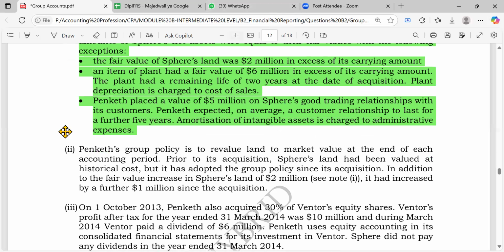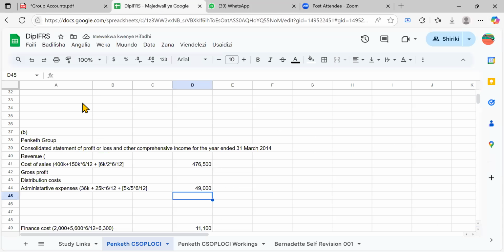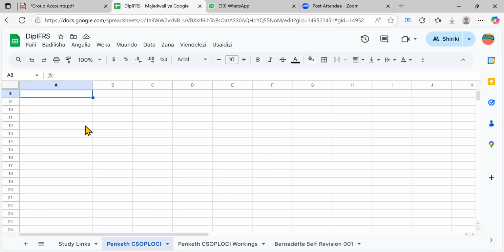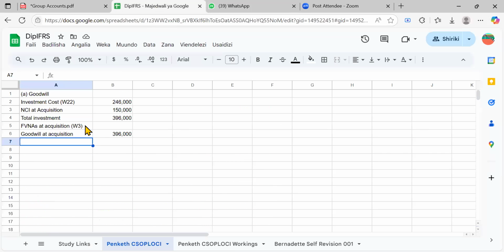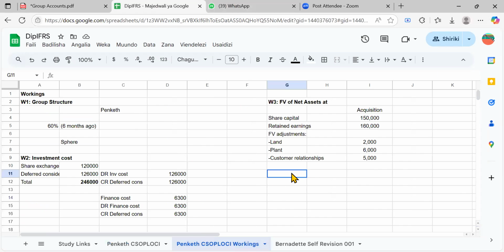Let's go on and proceed with this. We have the Pancake group. You can just go and finish up our computation of goodwill, right? We already have the net assets. We are done with net assets. We are done with that working, right?